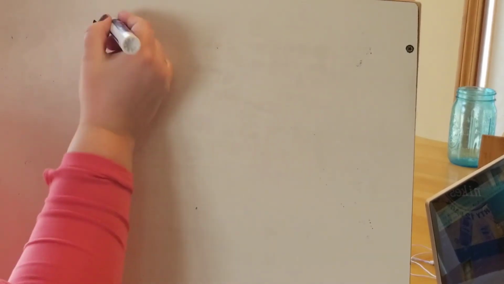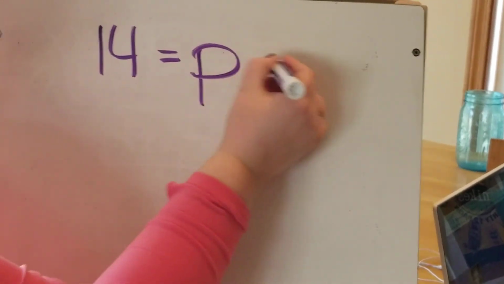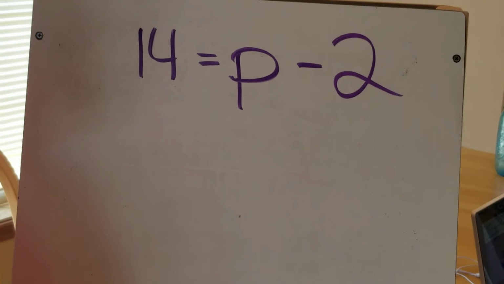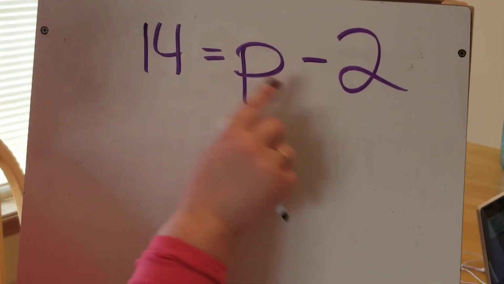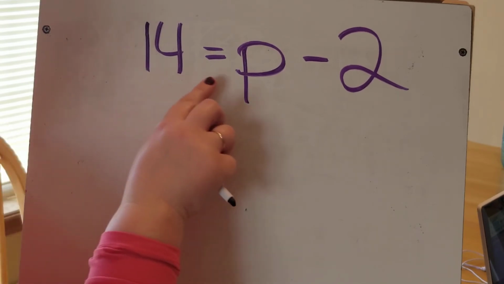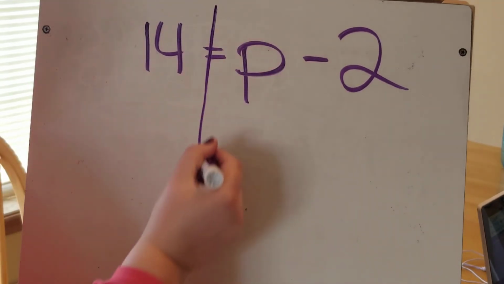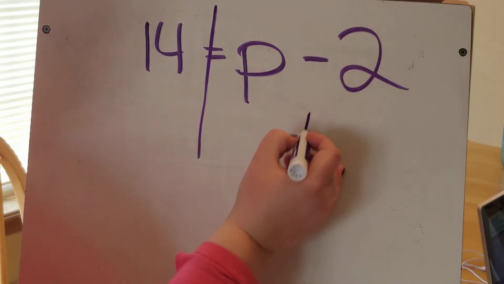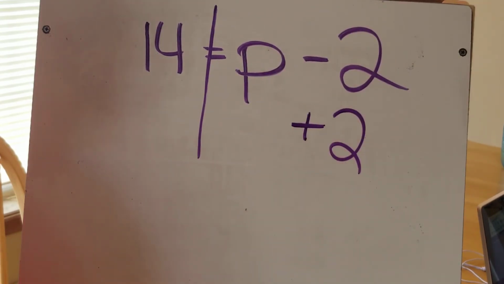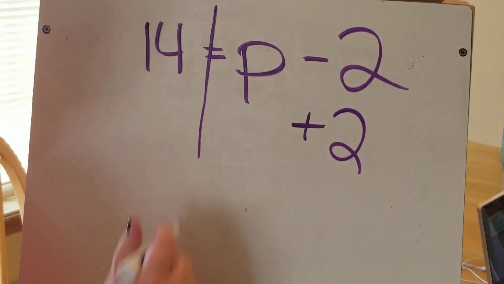Well, you're looking ahead. 14 equals P minus 2. Again, the variable's on the right instead of the left. It doesn't really matter. 14 equals P minus 2. I'm going to draw the line down. I want to get rid of this minus 2, so I'm going to add it because the opposite, or the inverse, of subtraction is addition.